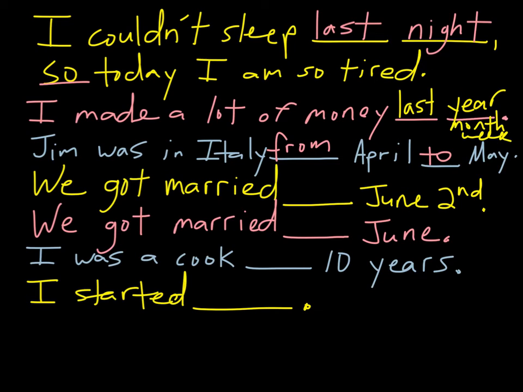Next example. We got married on June 2nd. And the next example, we got married in June. But why? Well, we use on for specific dates. So you see how it has the specific date here? The specific date is on. And if we just use the month of June, it's in. So we use in for months and on for specific dates. So you got to be careful with these two because they're very close.